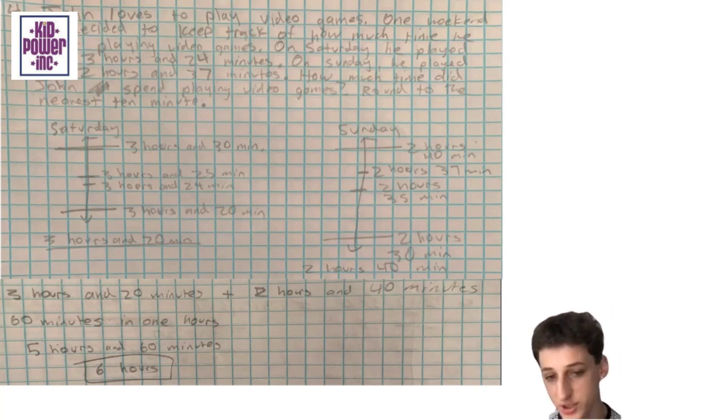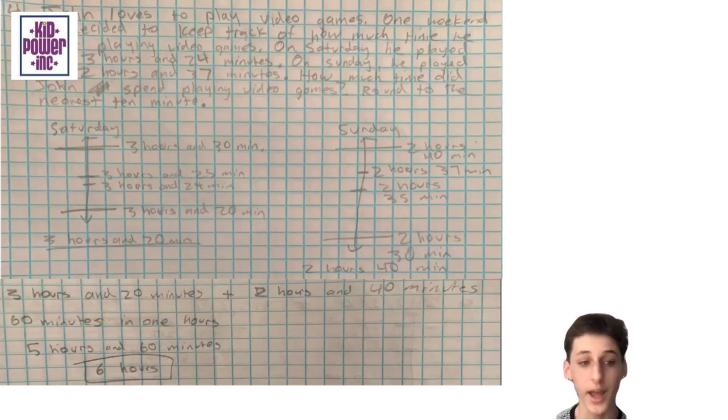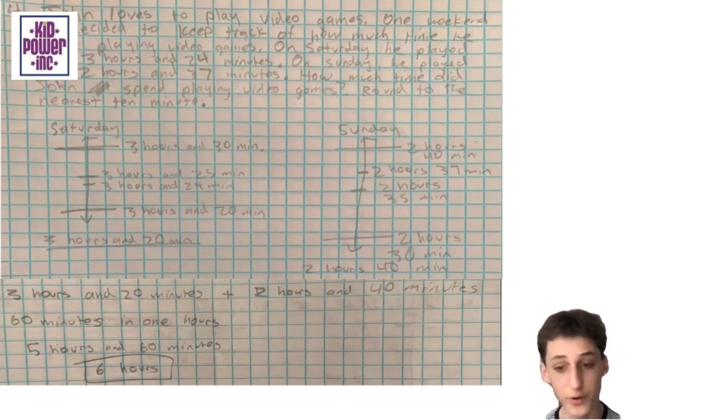3 hours and 20 minutes plus 2 hours and 40 minutes. We know that 60 minutes is just 1 hour, right? So what I did is I added the 3 hours and the 2 hours together first to get 5 hours. And then 20 minutes and 40 minutes just make 60 minutes. So you have 5 hours plus 60 minutes, which is just 6 hours because 60 minutes obviously equals 1 hour. So yeah, for my answer, I got 6 hours.